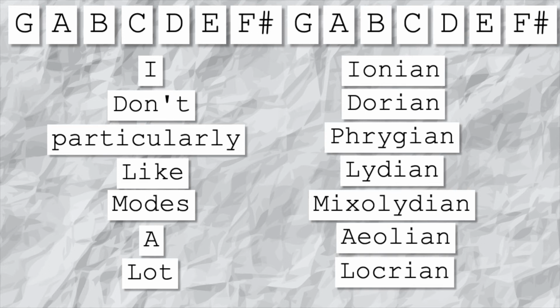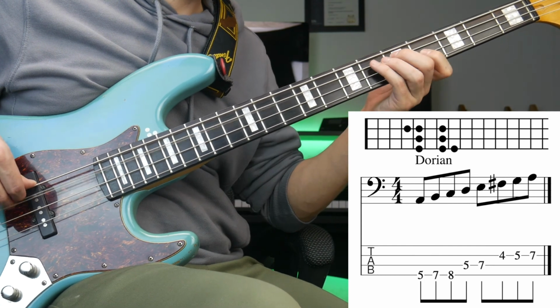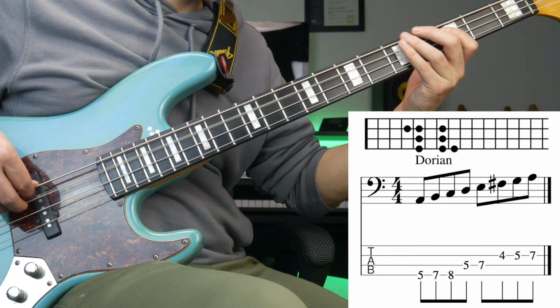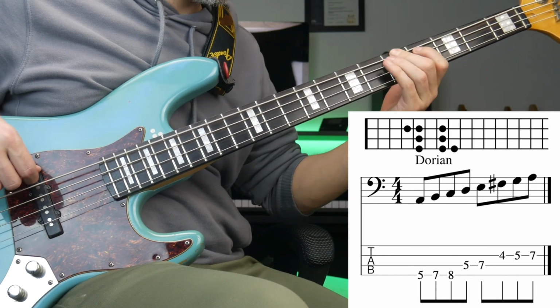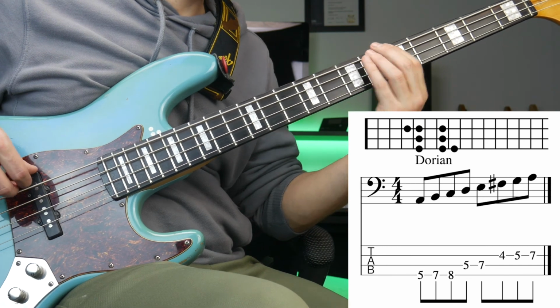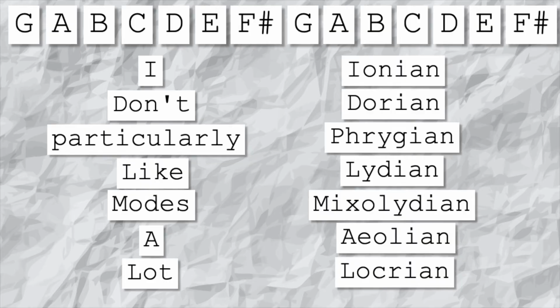So here is A Dorian over the note A. So you can hear that has a very unique sound. It doesn't sound like a major scale, it sounds like Dorian.